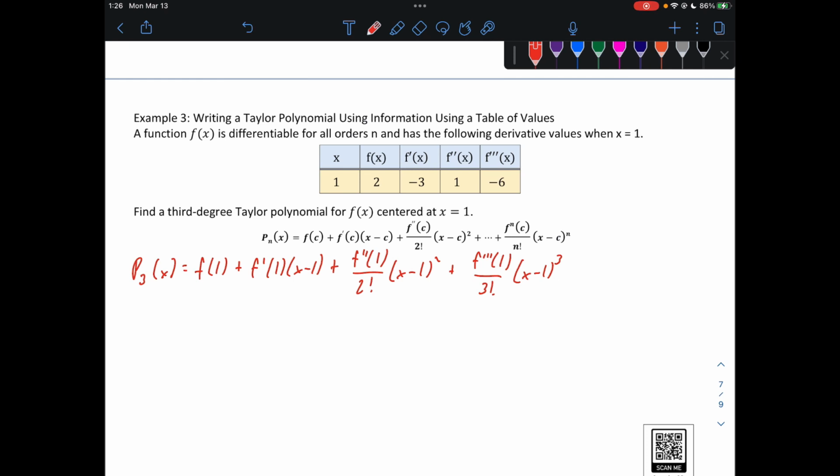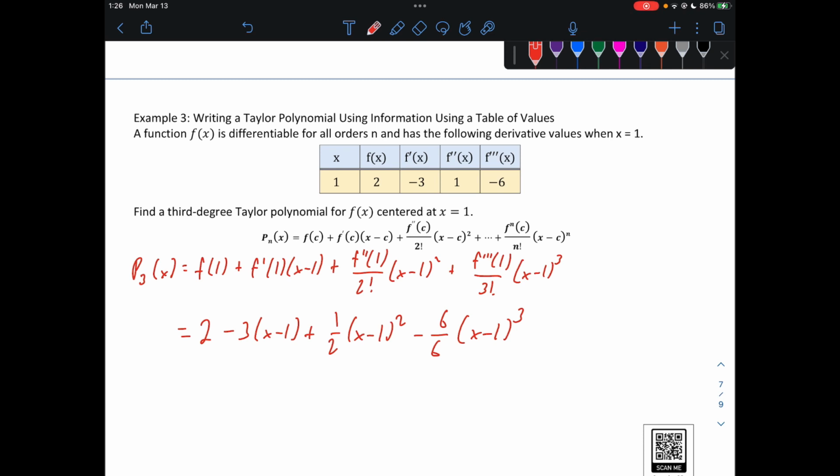All right, so luckily we pretty much have all these numbers ready to go already. f of 1 is 2. f prime of 1 is negative 3, so minus 3 times x minus 1, plus 1 over 2 times x minus 1 squared, minus 6 over 6 times x minus 1 cubed.